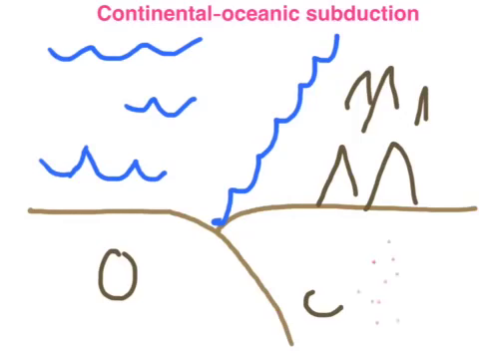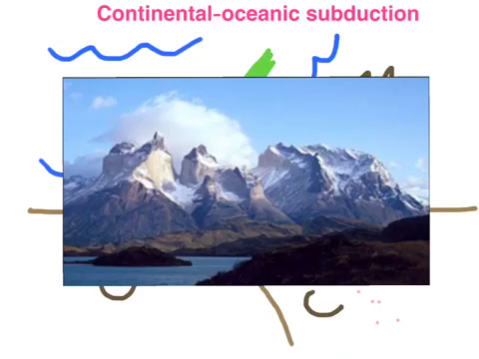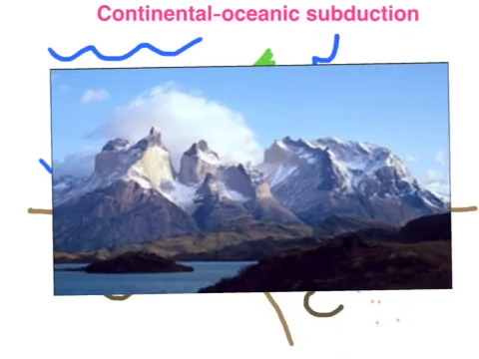Magma pours out from the ground and then spews out of the volcanoes. It also creates deep ocean trenches along where the green line is. One place where continental oceanic subduction takes place is the Andes Mountains.